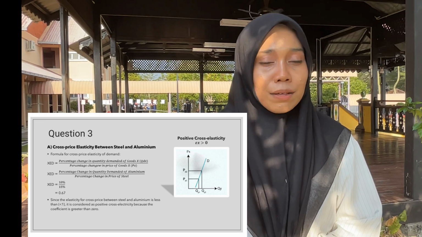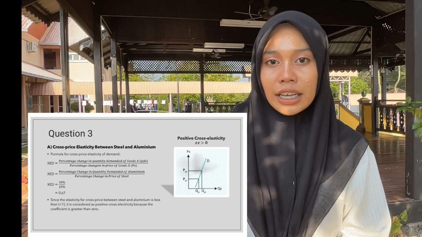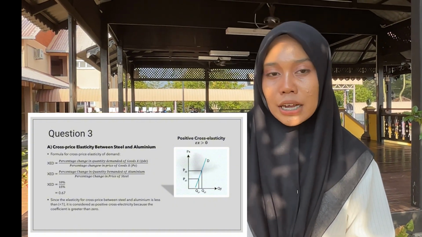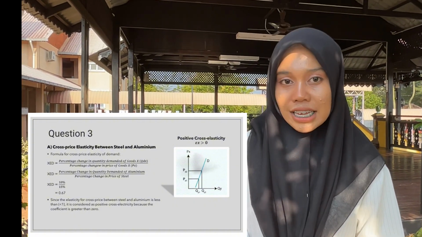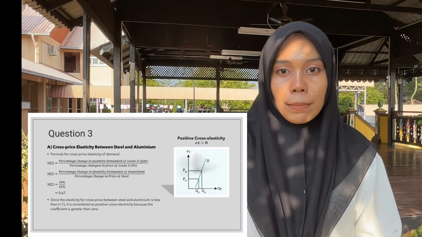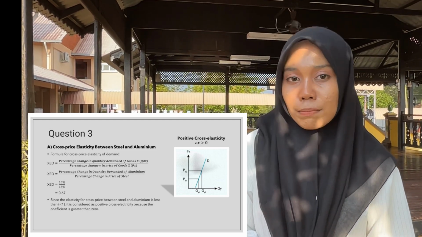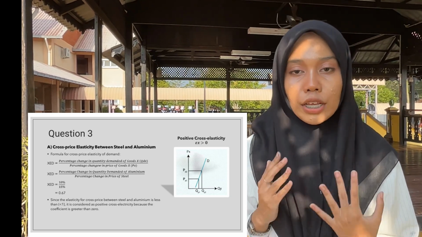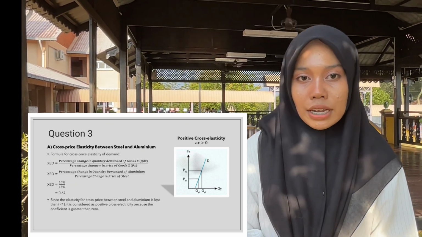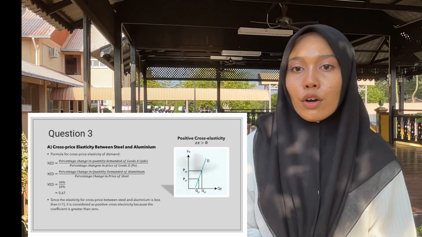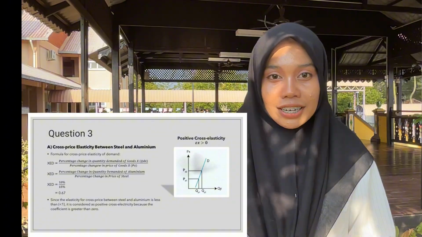The formula is simple. It is the percentage change in the demand for one product divided by the percentage change in the price of the other product. In this case, the quantity of aluminium demanded increased by 10% and the price of steel increased by 50%. When we plug these numbers into the formula, we get 10% divided by 50%, which gives us an XED value of 0.67. Now, what does this value of 0.67 tell us?